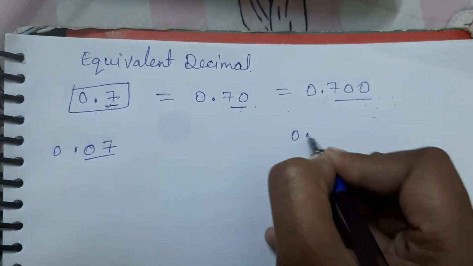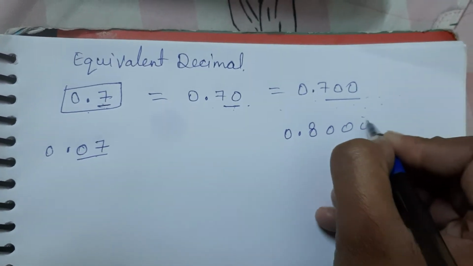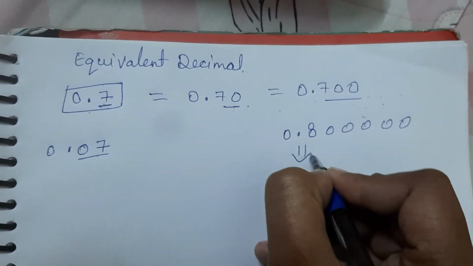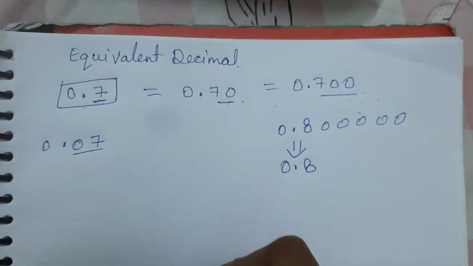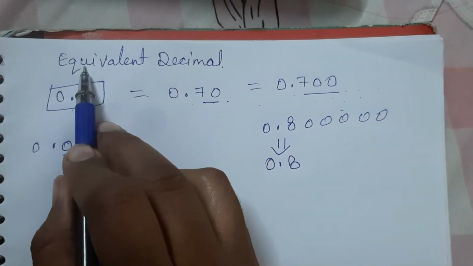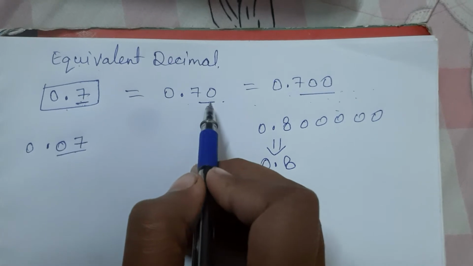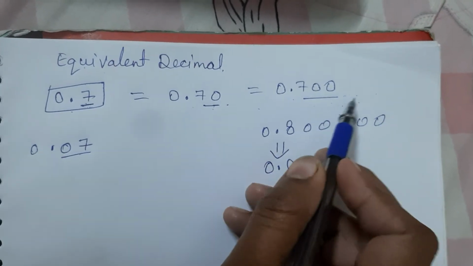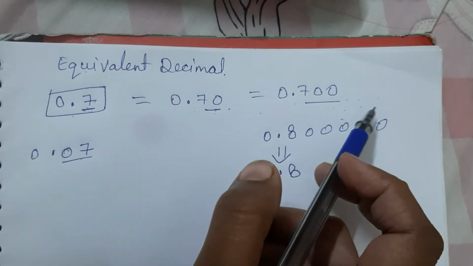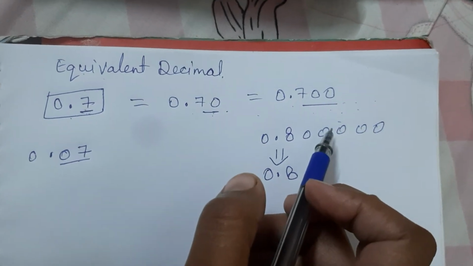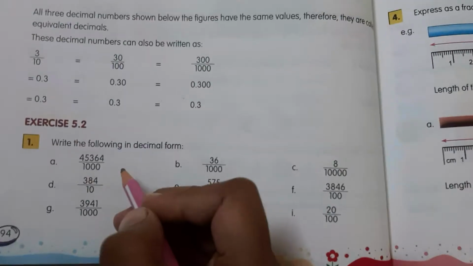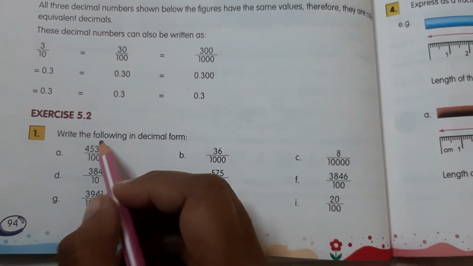Suppose this number is given: 8000000, so many zeros are given, but the number becomes only 0.8. Understand now? So in decimal, if you want to make an equivalent decimal, you can put here 1 zero, 2 zeros, 3 zeros and so on, according to the given condition. Understand now? These are the equivalent decimal examples. Now look at our exercise question.